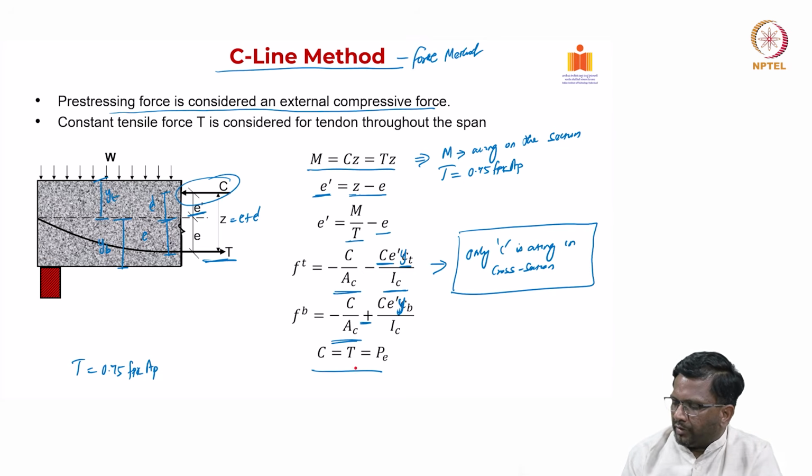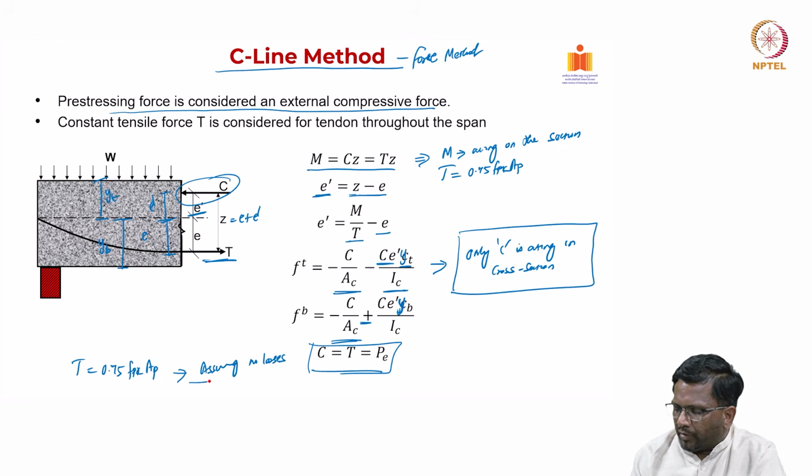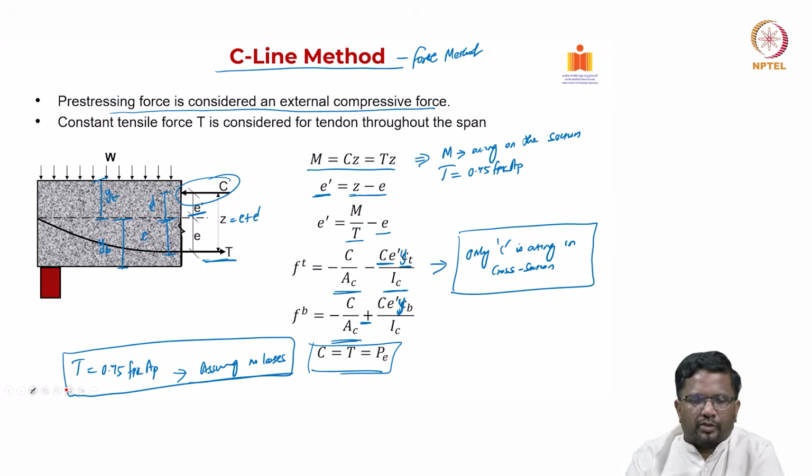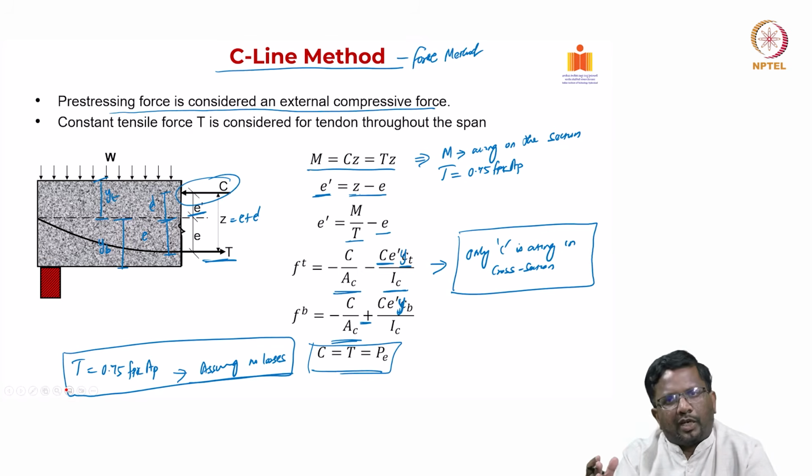Again, C is equal to T equal to P, this equilibrium always has to be satisfied. Again T is just assuming no losses. If losses are there, of course, we have to account for that. This is assuming that no losses are there, right, because jacking stress is always 75% of your characteristic strength.